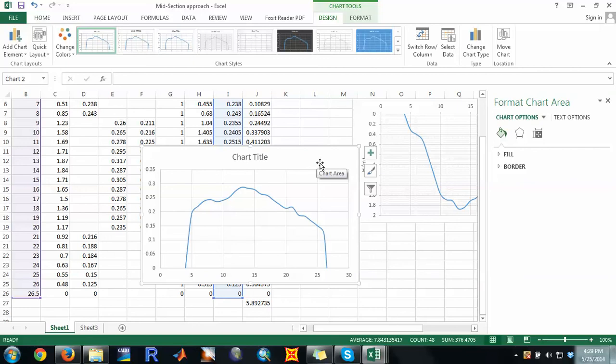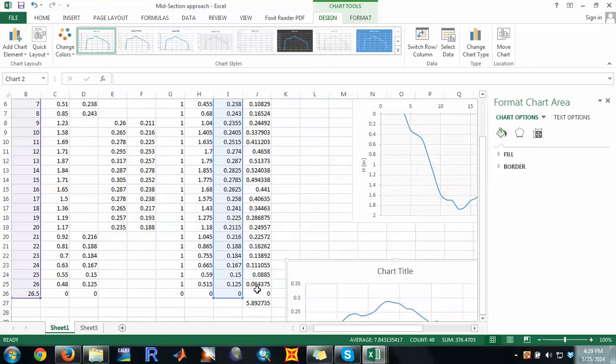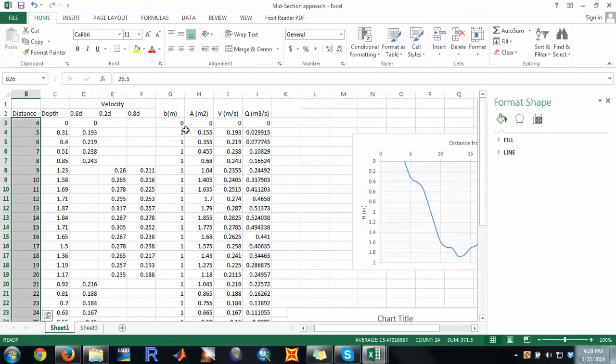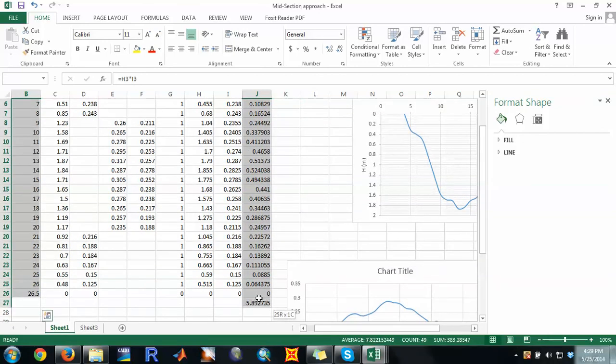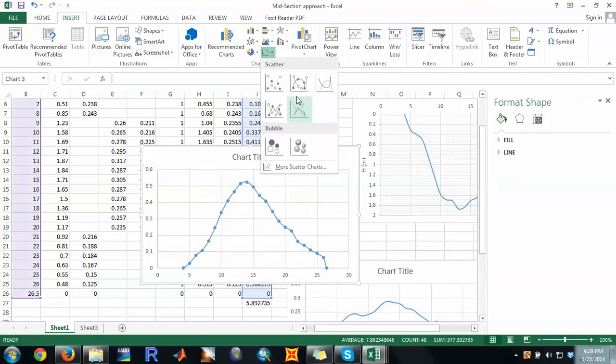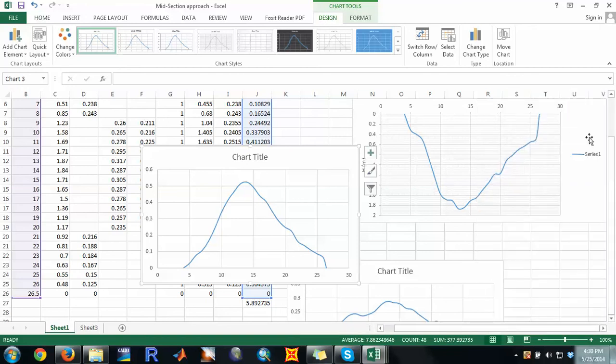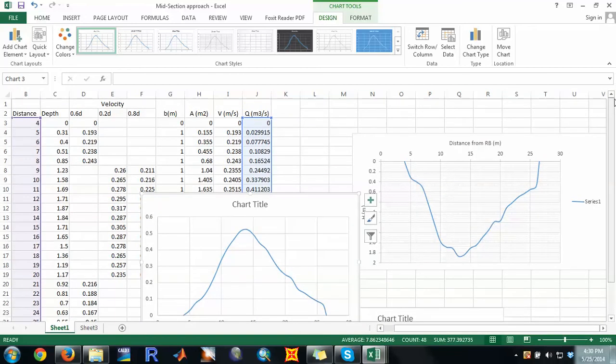And you can do the same if you want to see the amount of discharge passing through a cross section. So here is your distance from the left bank, and here is your calculated discharge. And then you can say insert and see the curve. This is the discharge by volume. So at the center you have more than 0.5 meter cube per second. So with that you can see the discharge distribution also. Okay, this is how we can calculate the discharges by using the midsection method.